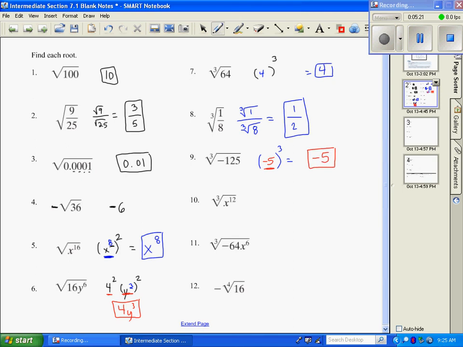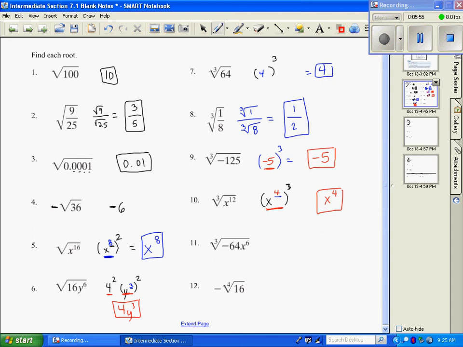Alright, number 10. The best way with variables, if variables tend to be a little bit confusing to you, is I know my index is a third power, so I need my exponent to match that. So now I just have to figure out what value goes here. And I need what cubed gives me x to the 12th power. Well, 4 times 3 is 12, so x to the 4th power. If I cube x to the 4th power, I'm going to get x to the 12th.